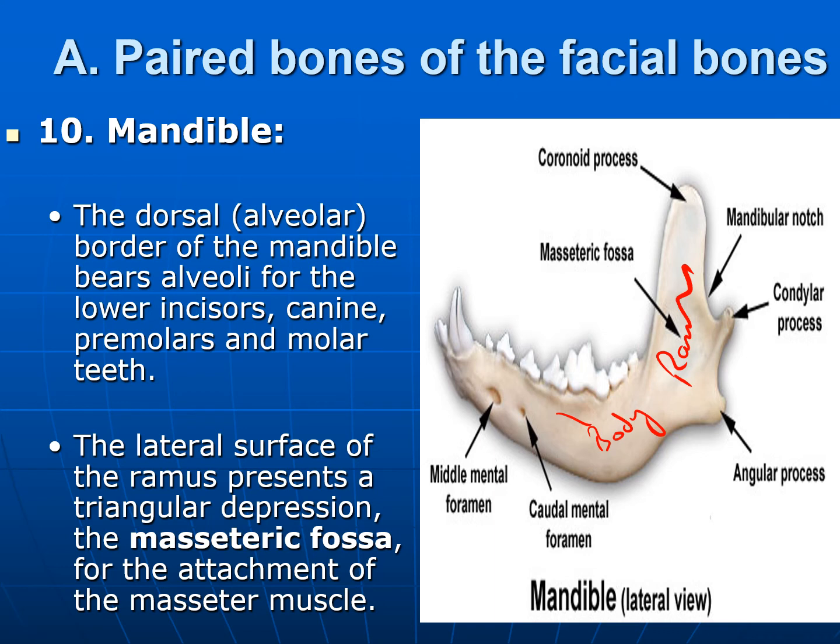As I said, the body has the alveolar border and bears the alveoli for the lower incisor, canine, premolar, and molar teeth. So this one here is the incisor and canine, this one here the premolar, and the one found caudally is the molar teeth.